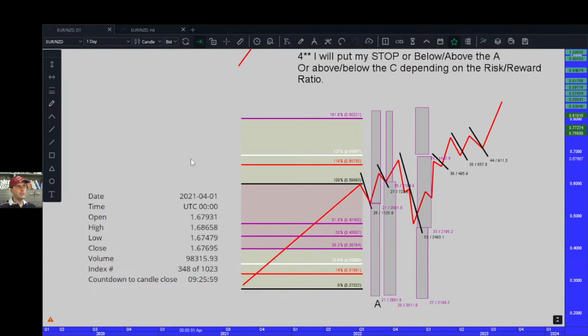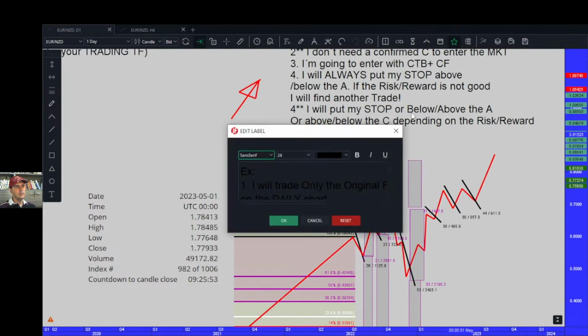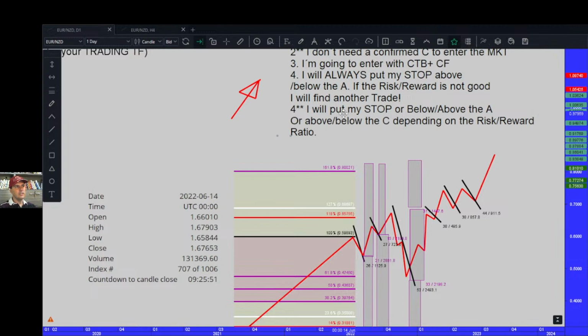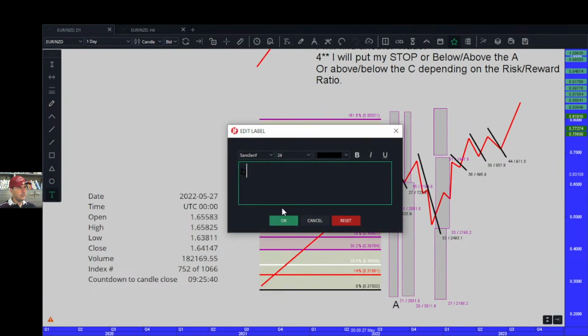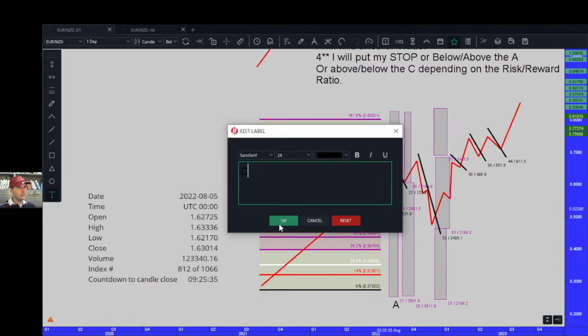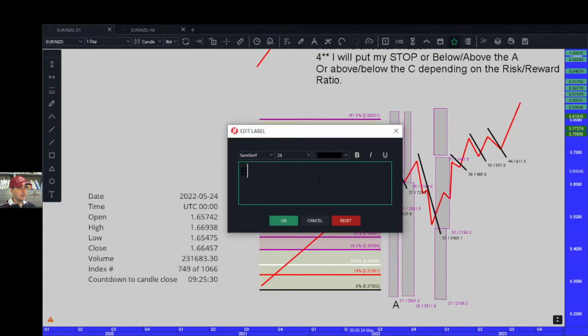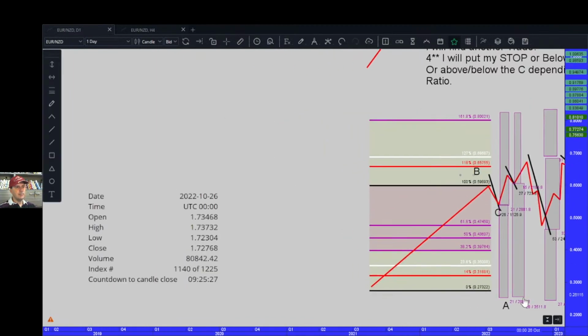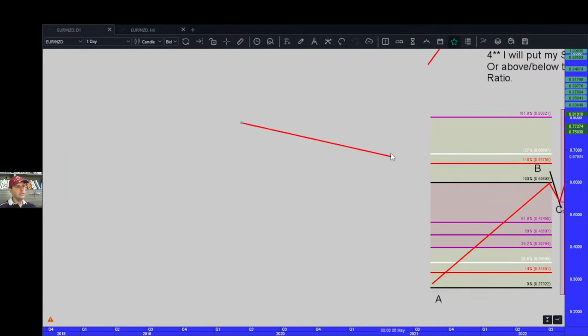Now this changes if you say, oh, I'm going to put the number 4, I will put my stop below or above the A or above or below the C, depending on the risk reward. So back in time, this was the A, up in here this was the B, and back in time this was the C, right, everybody? Capital C. So back in time, A, B, C, D. If this is the example, now here you can enter.